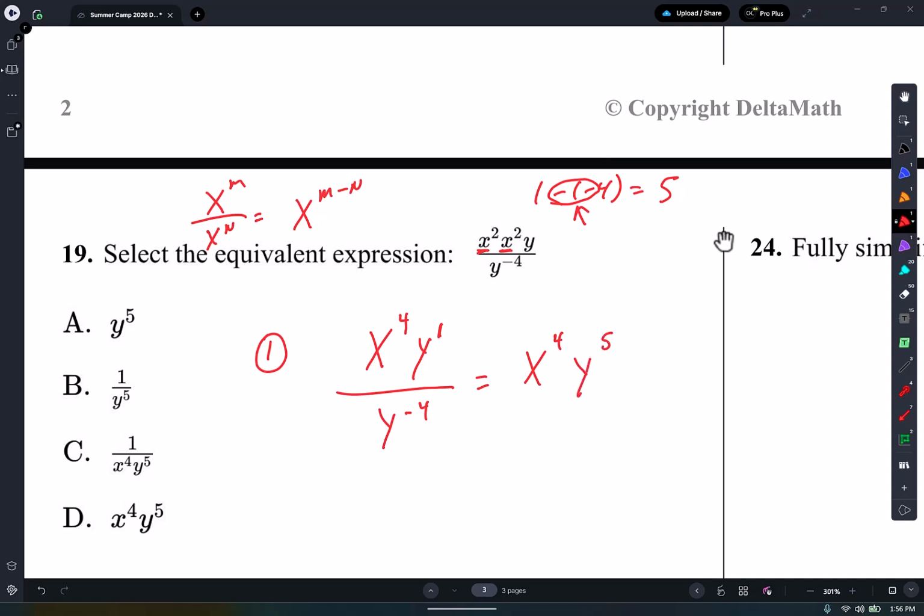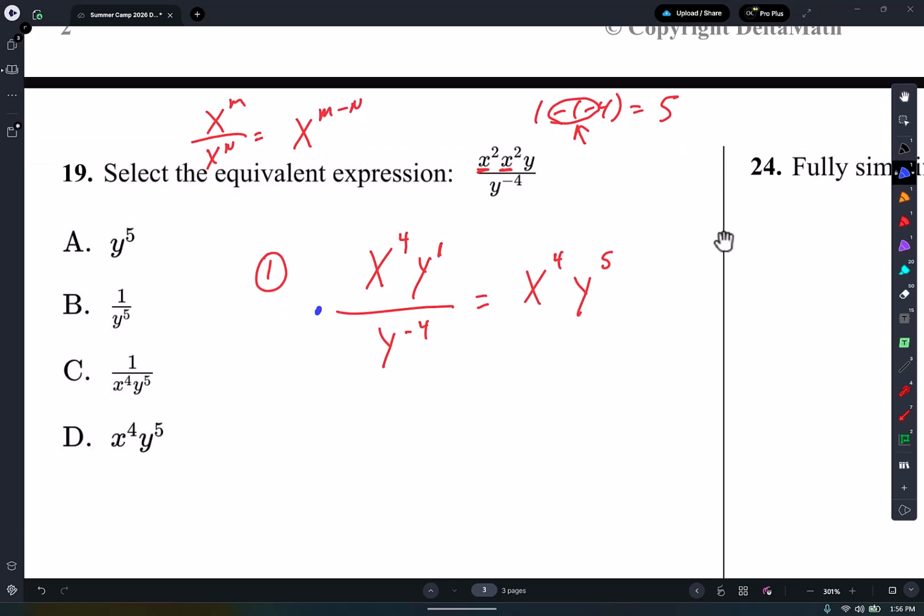So 1 minus, anytime you have a minus like this, it turns to a plus. So there it is. So I'm going to write y to the 5th. Do you guys like that one? Or maybe you like this better.